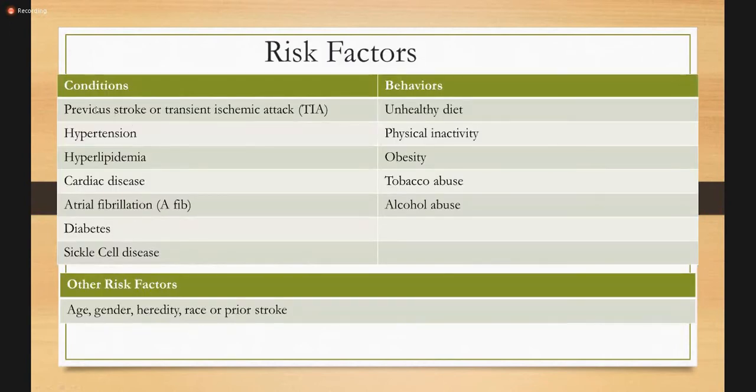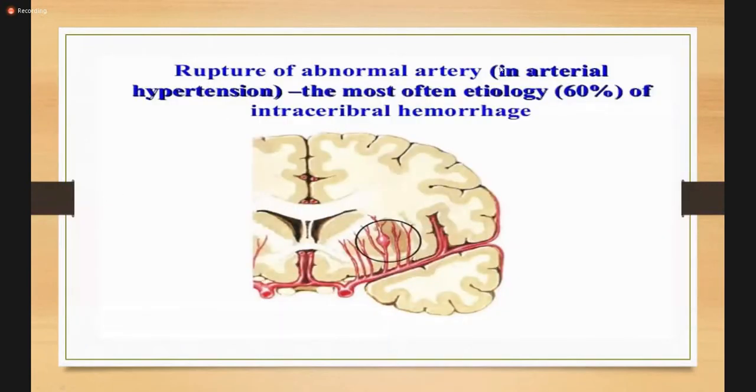The risk factors are a previous history of TIA, hypertension, hyperlipidemia, and cardiac disorders, which can lead to intracerebral hemorrhage, along with atrial fibrillation, diabetes, sickle cell disease, behavioral disorders, tobacco abuse, alcohol. Other risk factors are age, gender, heredity, race. These are the non-modifiable risk factors for stroke. Rupture of an arterial wall in arterial hypertension is the most common etiology, 60% of intracerebral hemorrhage.